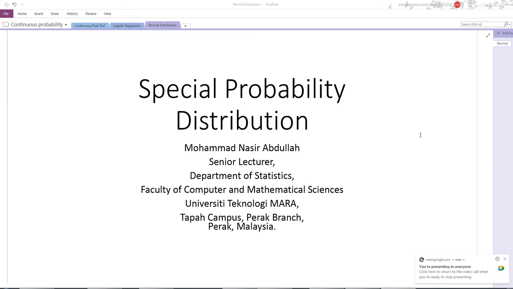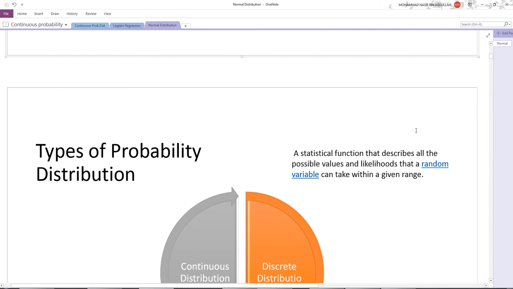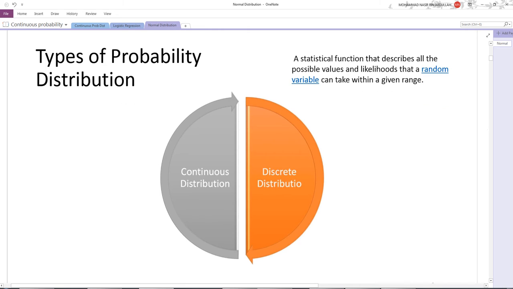Alright, Bismillahirrahmanirrahim. Assalamualaikum. So, today in class, we will learn a new subtopic under continuous probability distribution, which is normal distribution. Remember in the last lecture on special probability distributions, we learned special probability distributions for discrete random variables, where we already learned Bernoulli distribution, binomial distribution, and also Poisson distribution, right?